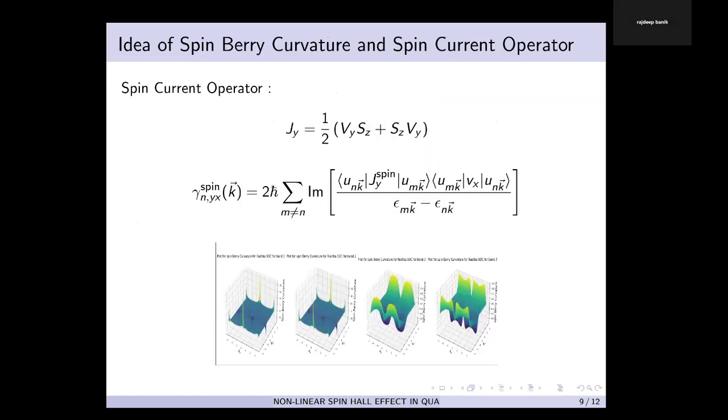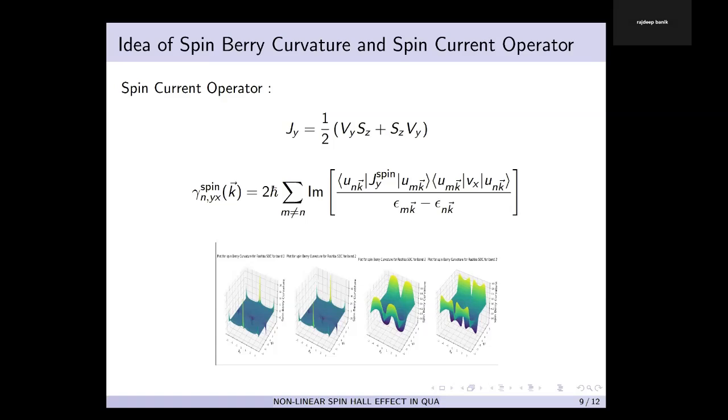Now I will present the idea of spin Berry curvature and spin current operator. My spin current operator is just like the anti-commutator of velocity. This is the band velocity, which is the derivative of the Hamiltonian with respect to ky. And I have considered the out of plane Zeeman field with the plane where the Rashba field is happening. So that's why I have taken the SZ component of the spin operator. So this is my spin current operator, and I have also expressed the expression of the spin Berry curvature.